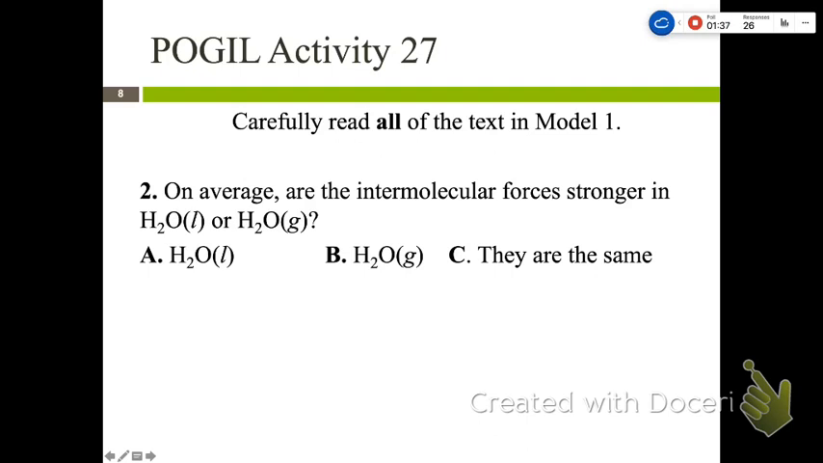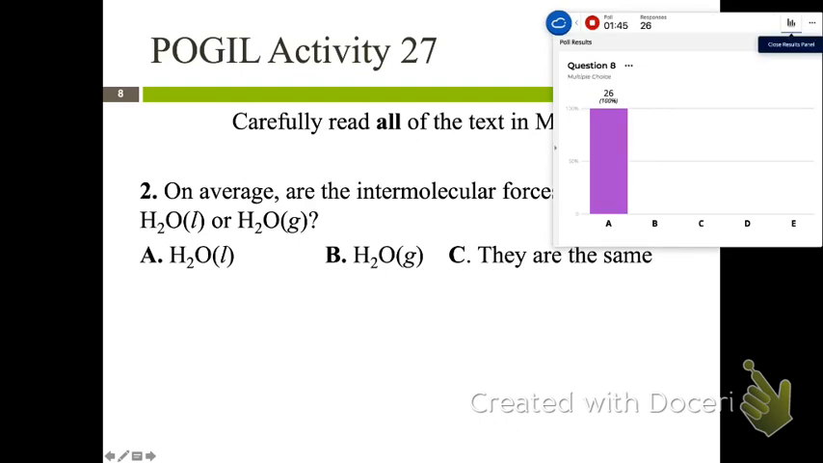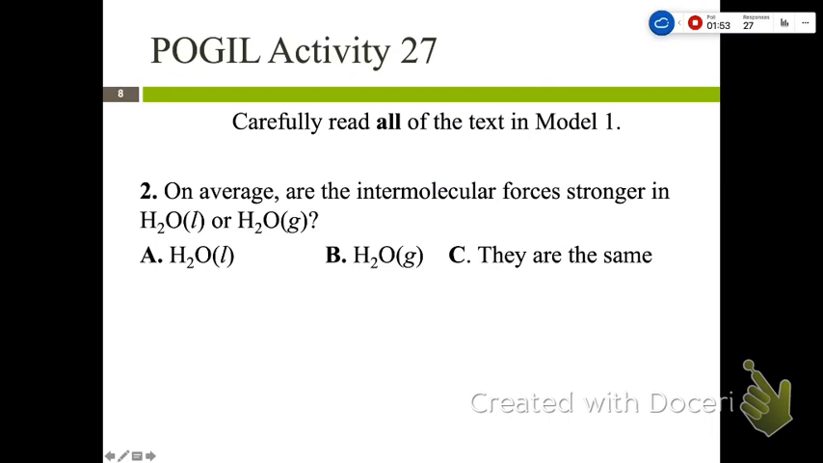If you haven't already, submit your answer to question 2 on the first page. Got another 100% answer. Why does this liquid have a stronger average intermolecular force, even though it's the same compound? Why is the liquid form stronger? Sydney? Oh, sorry, there are two. I was looking at this one, Sydney, for now.